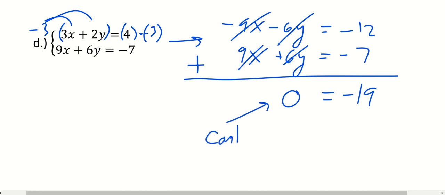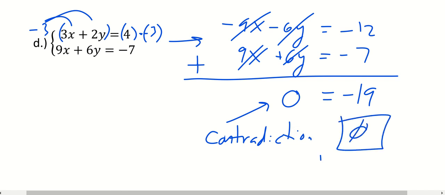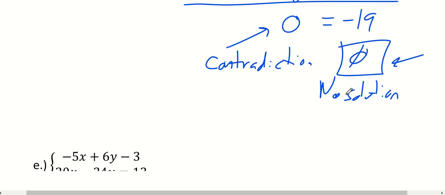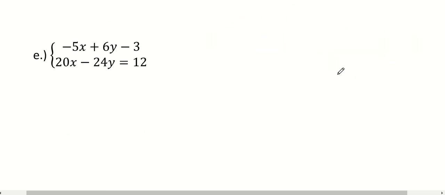What we have as a result is a contradiction. We know that 0 is not equal to negative 19. And that means that this is one of those systems that will have no solution. You can either write it out in words, no solution, or you can use the empty set notation. Let's take a look at one more example here.